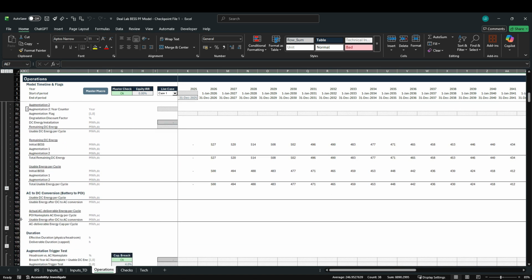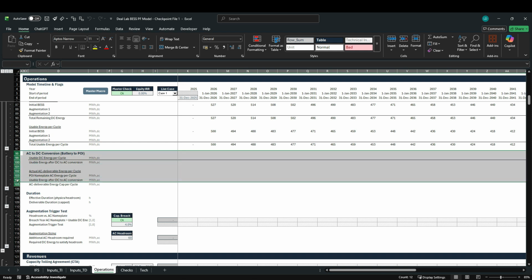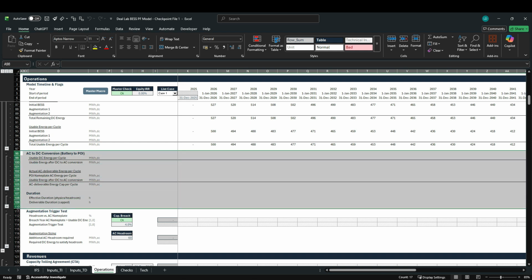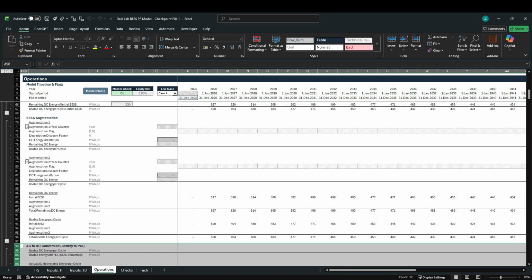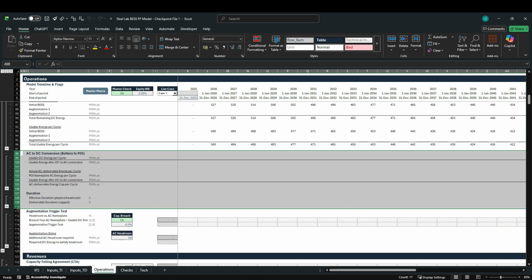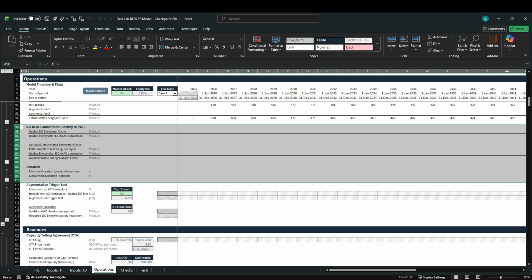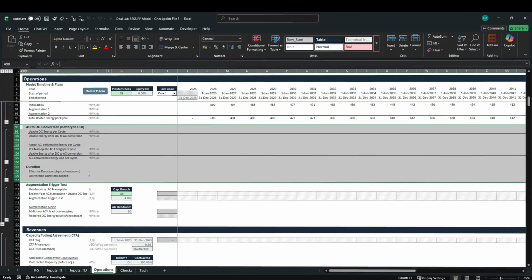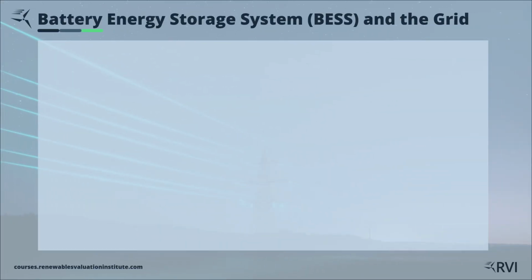In this lesson, we will do the second half of the journey. We will take that usable DC energy, convert it back to AC at the point of interconnection, and work out the actual AC deliverable energy per cycle and the effective duration in hours. And we will skip the detailed augmentation blocks for now. Rows on augmentation 1 and 2 and the augmentation trigger test will be covered in the next lesson. For this lesson, our goal is simple. How many megawatt hours can the BESS actually deliver at the point of interconnection each cycle, and what duration does that translate into? To set the scene, let's quickly jump back to our system diagram and remind ourselves how the battery, inverter, and grid fit together.